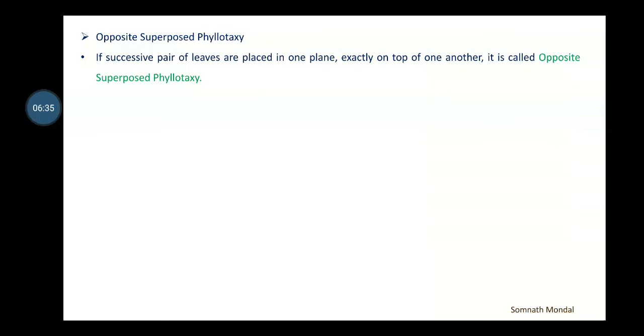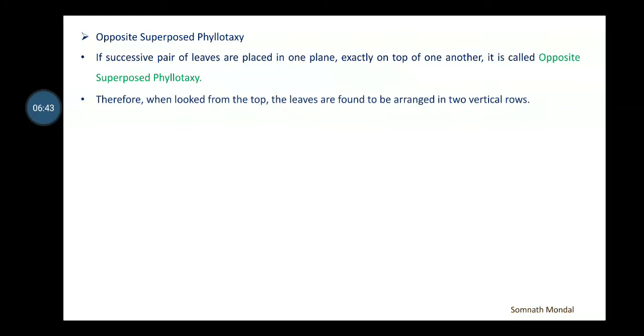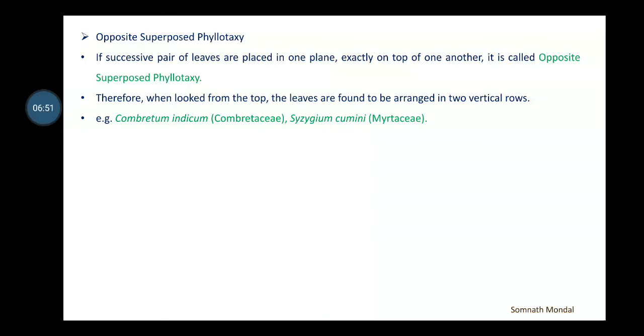Next category is the opposite superposed phyllotaxy, where successive pair of leaves are placed in one plane, that is exactly on top of one another. Therefore, when looked from the top, the leaves are found to be arranged in 2 vertical rows. For example, Combretum indicum of Combretaceae family, Syzygium cumini, the Myrtaceae family.